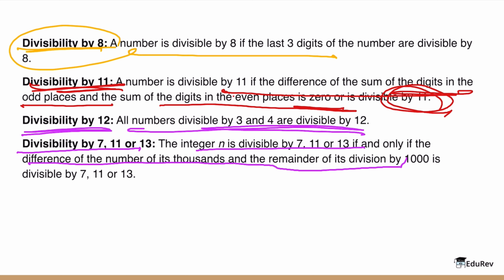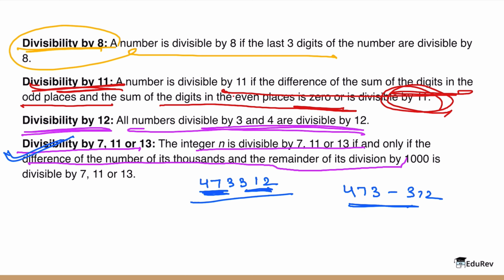So let me take an example to explain the divisibility of 7, because I felt that is the most complicated one. The example is 473312. I have to check whether it's divisible by 7 or not. For the divisibility of 7, 11 or 13, I actually have to subtract the remainder part from the thousands part, that is, the difference between 473 and 312. The difference is going to be 161.